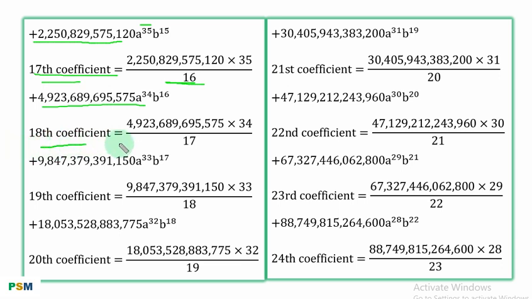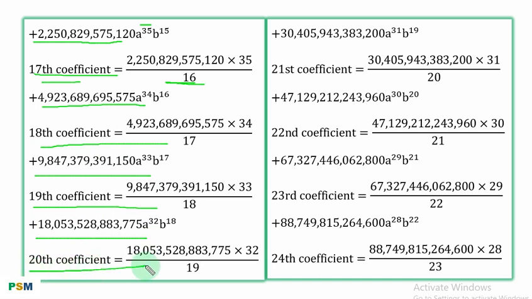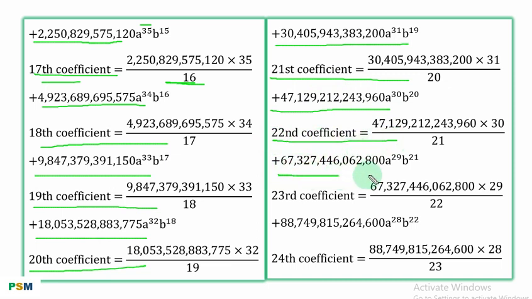18th coefficient equal to this followed by this result. 19th coefficient, 20th coefficient, 21st coefficient, 22nd coefficient, each followed by its result.